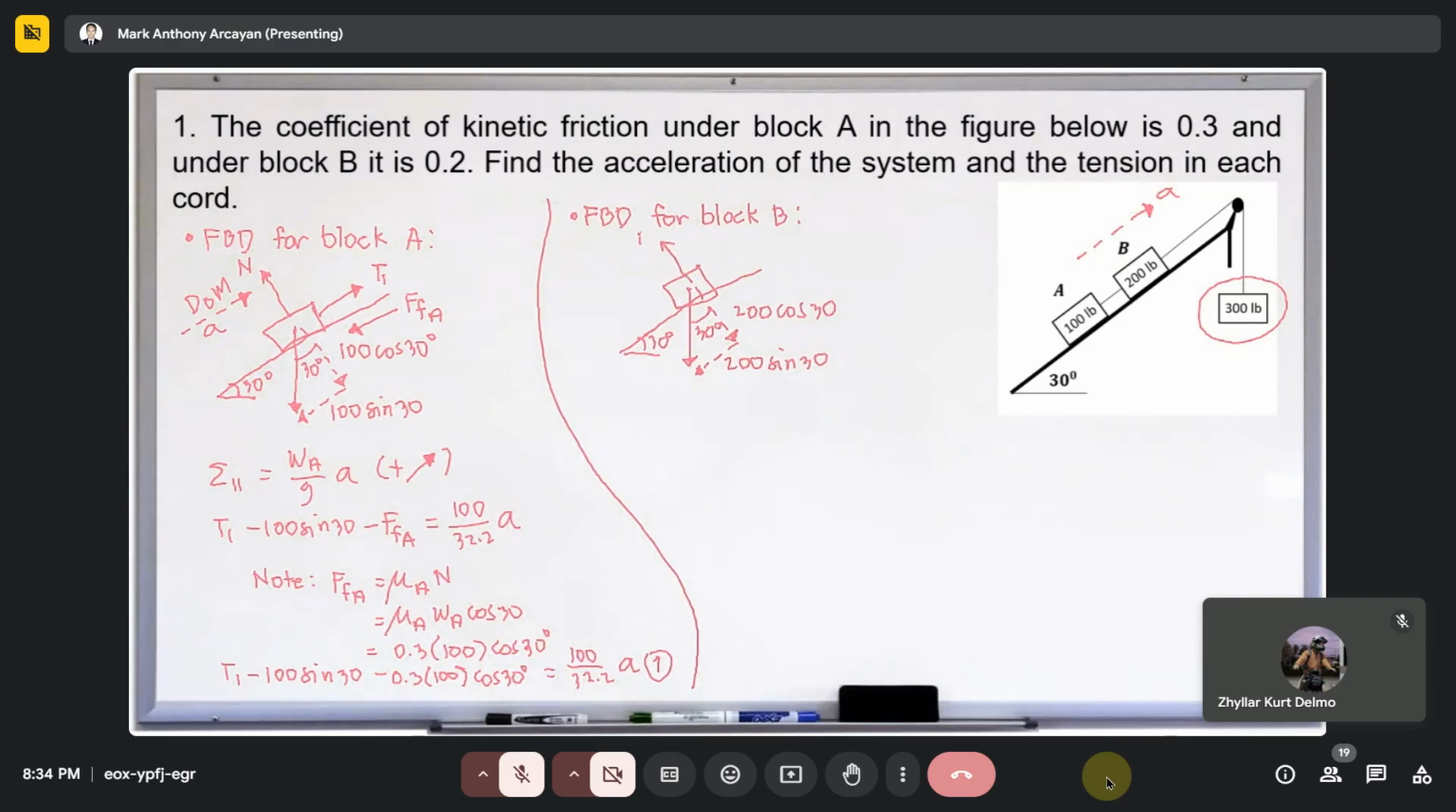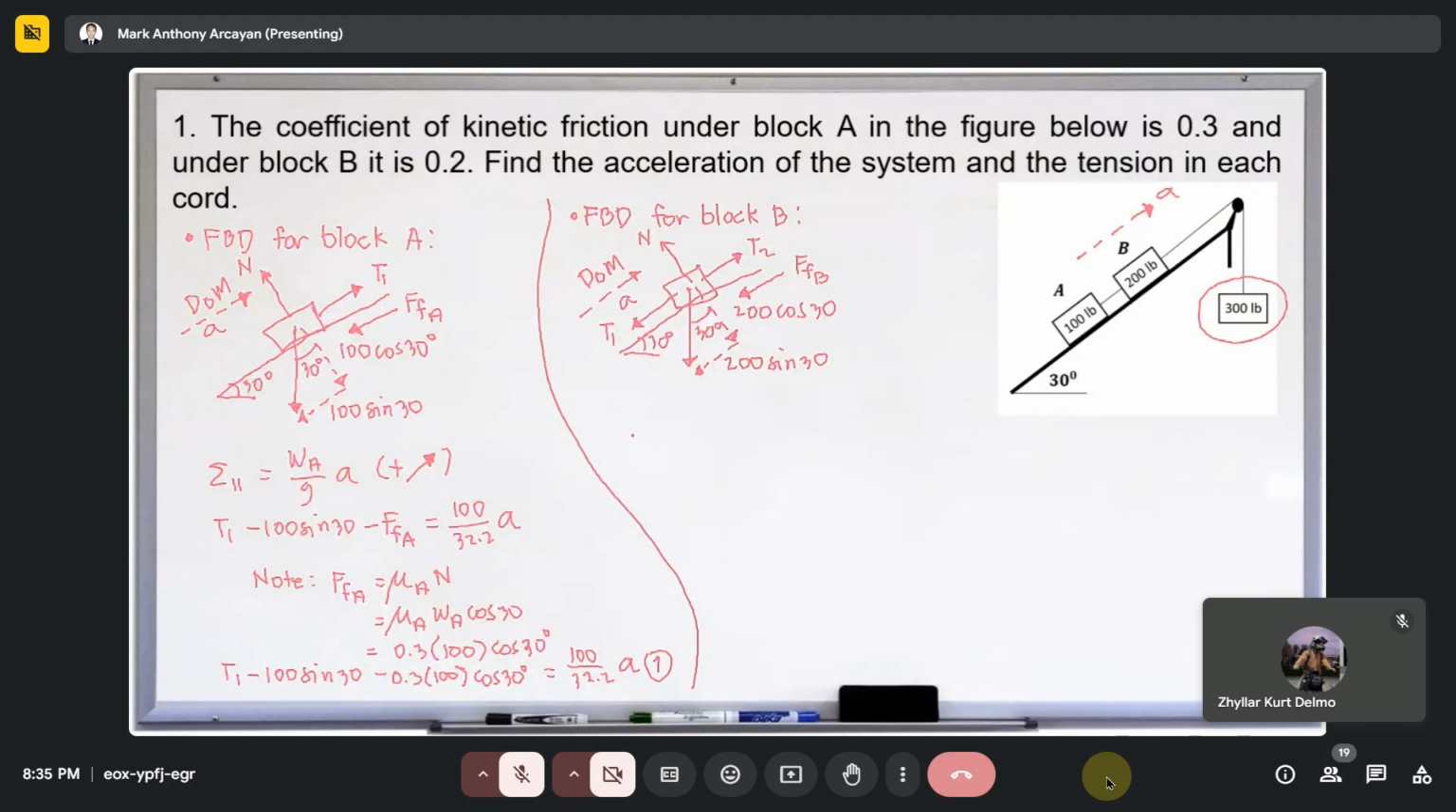Then we indicate the normal force. The direction of motion is still upwards, the DOM, as well as the direction of the acceleration. Next, block B is pulled with two tensions. One is labeled T2, which pulls upwards, and the other one, T1, pulls downwards. And then the direction of the frictional force is also downwards, which is opposite to the direction of motion. This is F sub FB.